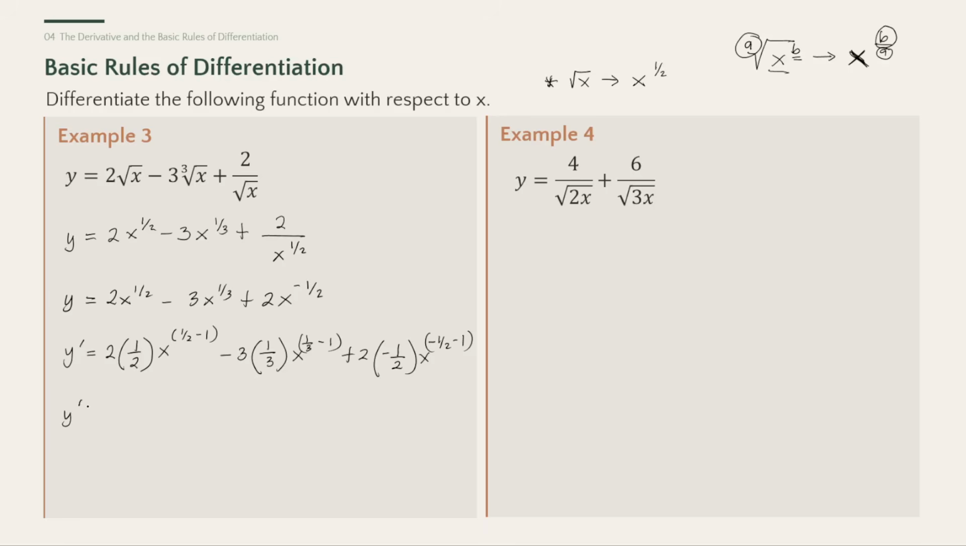Okay, simplify. So this cancels out, this one also, and then this one. What remains is x raised to 1/2 minus 1, which is negative 1/2, minus 1/3 minus 1, which is negative 2/3. Then we have negative times positive, negative also. Negative 1/2 minus 1 is negative 3/2.